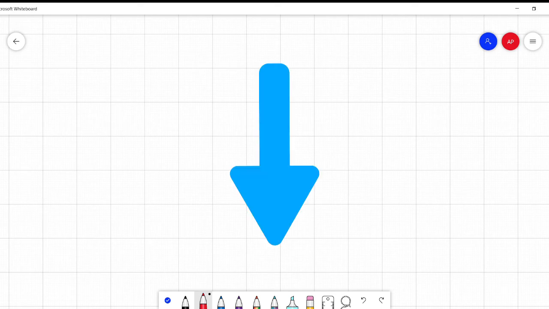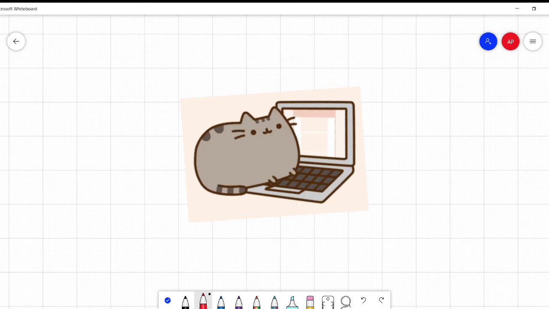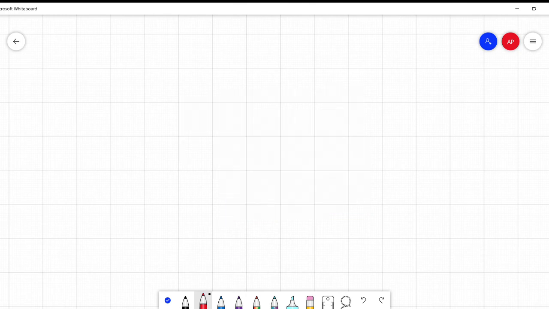My cat has decided to sit in front of my computer, so can you please move? Yes, you're very cute, and I love you, but, thank you.